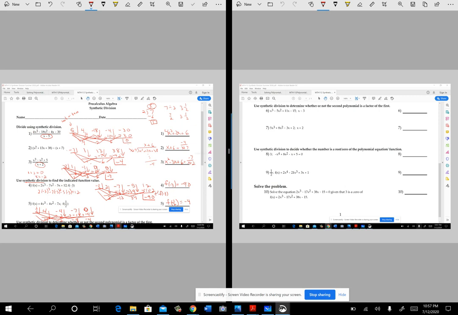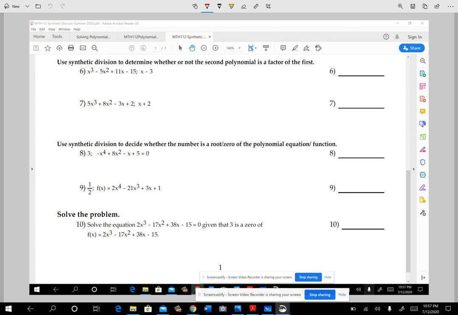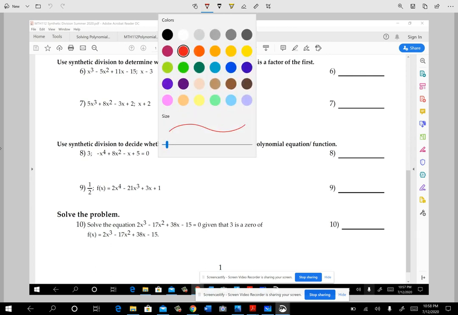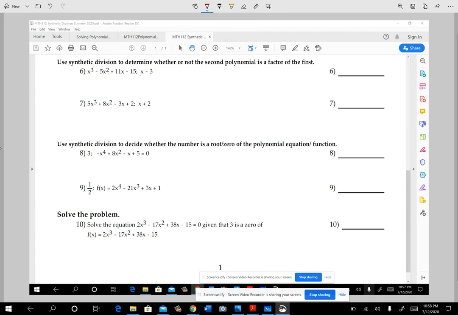And so we can use synthetic division to do that. Okay, so what you got to know is what to put in the box. If this is the factor, then what goes in the box is the 3. Okay, so 3 goes in the box, and then the exponents here are 3, 2, 1, and then the constant. So you don't have any missing terms.